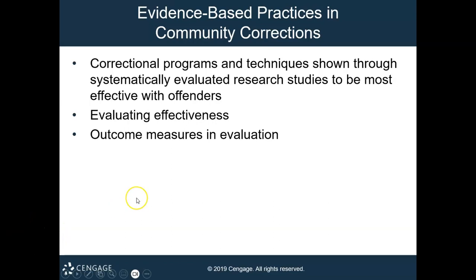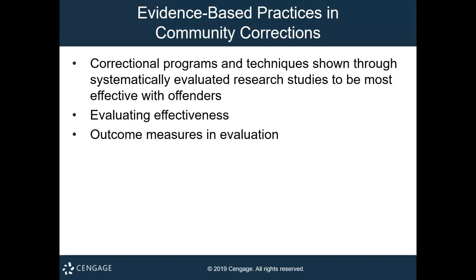Evidence-based practices, correctional programs and techniques. Basically, what these are is we do research and studies to see which programs are most effective. How do we decide which programs are effective? We check recidivism rates. What is a recidivism rate, you ask? Recidivism is when an offender completes a correctional program and they re-offend.